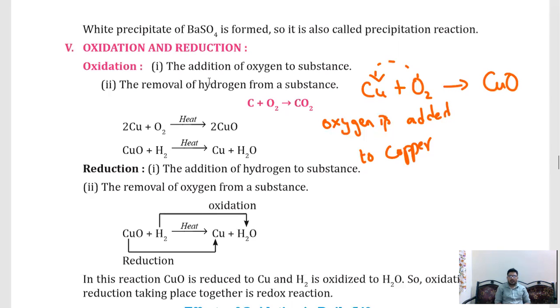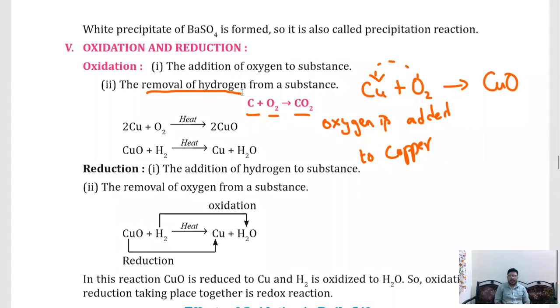Now that addition of oxygen to a substance is known as oxidation. Now you can say copper got oxidized. Are you getting the point? Copper got oxidized. Here you can see carbon plus oxygen gives carbon dioxide. Now carbon got oxidized. Now you see, not only addition of oxygen, guys, removal of hydrogen is also oxidation.